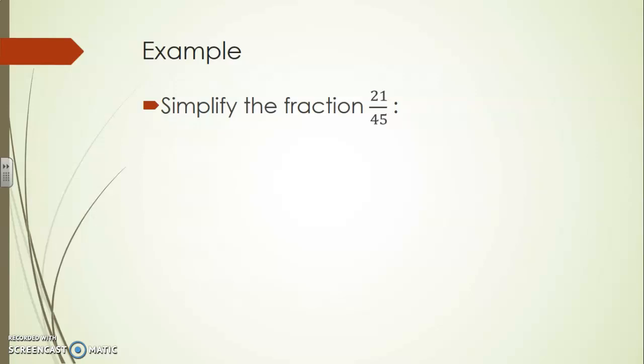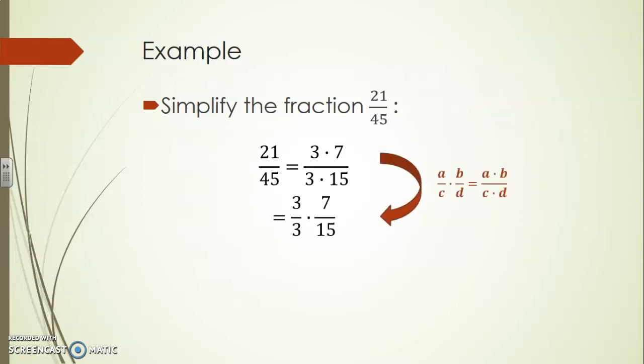In the second example, we'll simplify the fraction 21 over 45. A first observation would be to recognize that 21, the numerator, is the product of 3 times 7. And 45 is the product of 3 times 15. Once again, one of our properties allows us to split up terms whose numerators are the product of two numbers and whose denominators are the product of two numbers into two separate fractions. I've chosen to split 3 over 3 times 7 over 15 because 3 over 3 is 1, leaving 7 over 15.